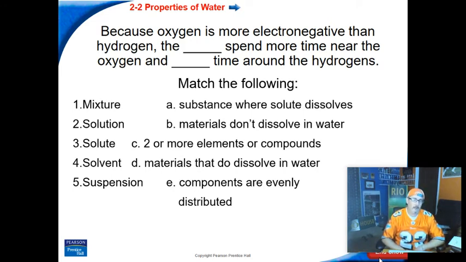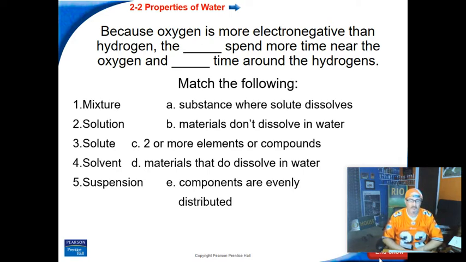Solvent is kind of the opposite of a solute. You guessed it. A, substance where the solute does dissolve. So that'd be water. Okay. Or coffee, if we're talking about adding sugar into hot coffee.